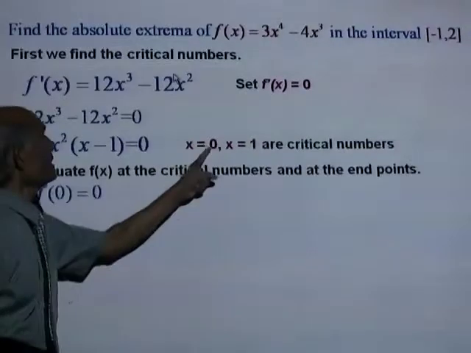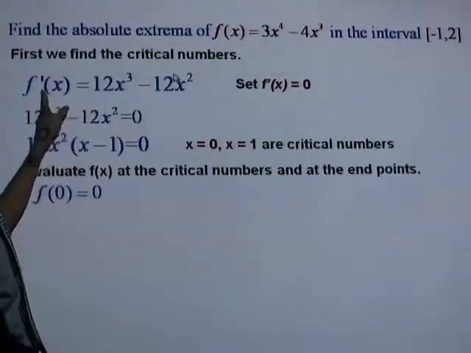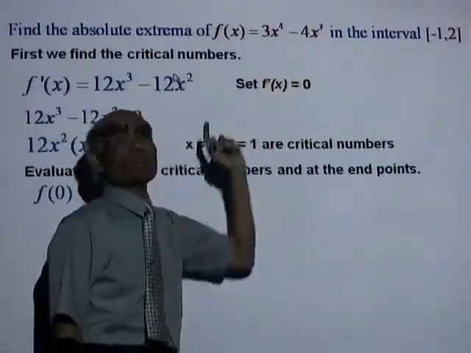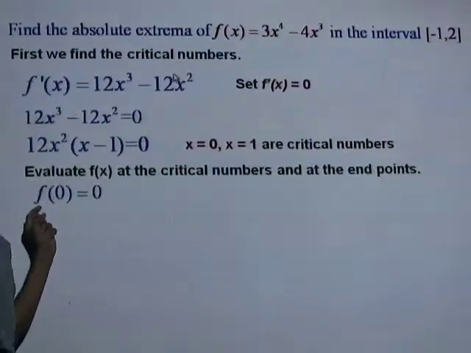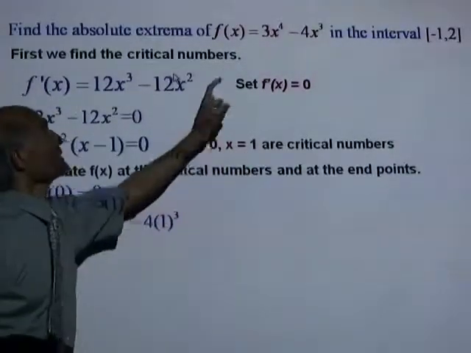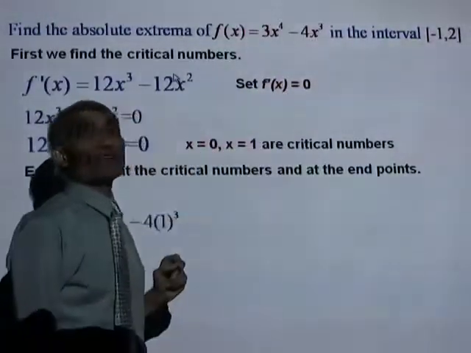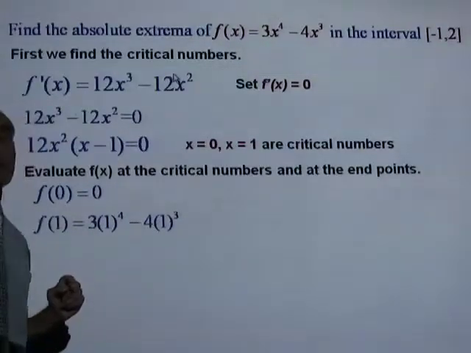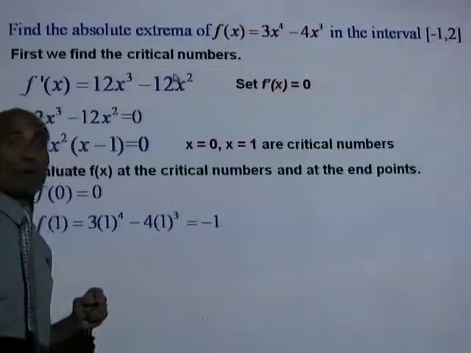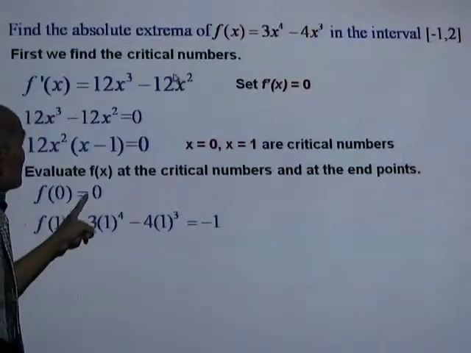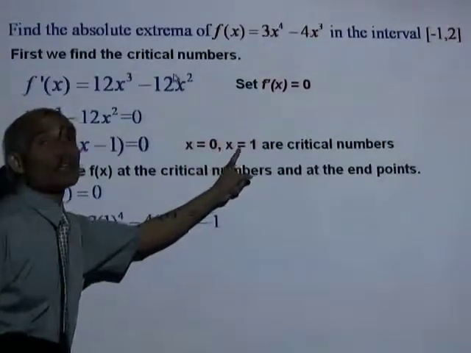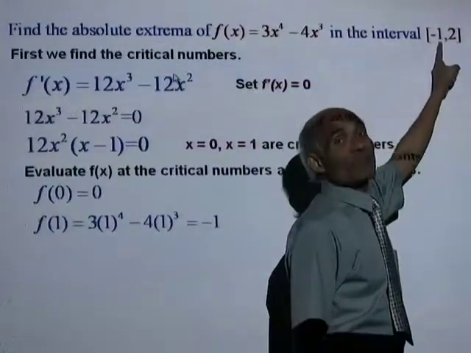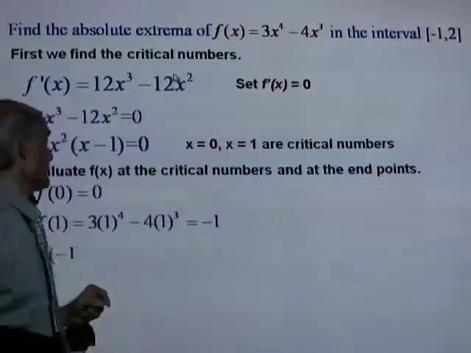Let's do that. F of 0 is, what's the value of the function when x equal to 0? When x equal to 0, the function value is 0. So f of 0 is 0. F of 1, replace your x by 1 in the function. It will be 3 times 1 to the power of 4 minus 4 times 1 cubed, and that is -1. Now, we have evaluated the function at the critical numbers. Now, evaluate the function also at x equal to -1 and x equal to 2.